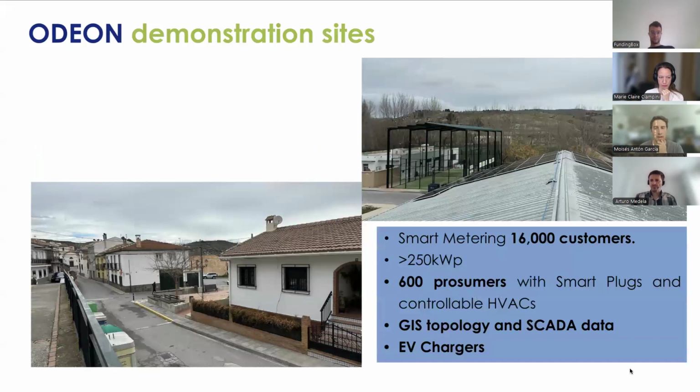Regarding the Granada pilot site, as commented, we have several small communities, which at the end gather a smart metering community of over 16,000 customers, with also some significant solar power from this community, with more than 600 prosumers that have smart plugs and controllable HVACs, but also attending to the GIS topology and scaled data from the distributed grid of these two small energy communities. And we also count with electric vehicle chargers.